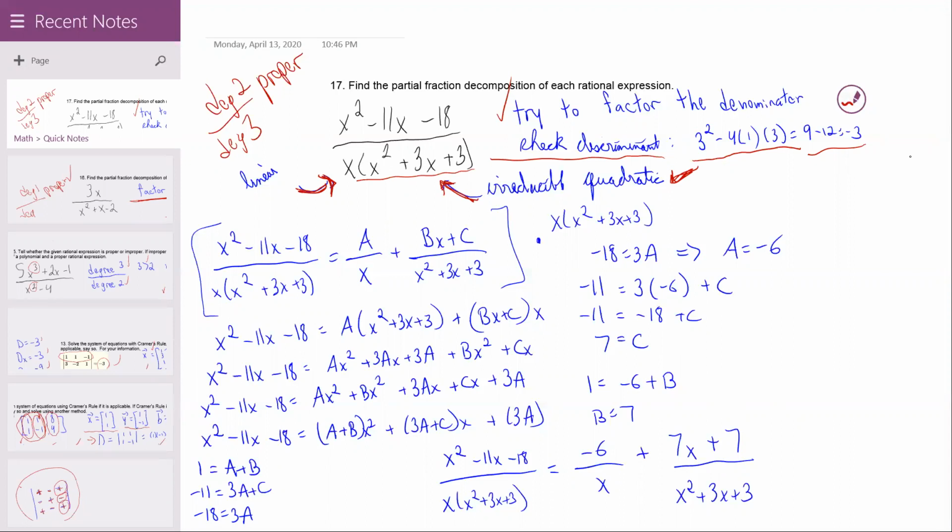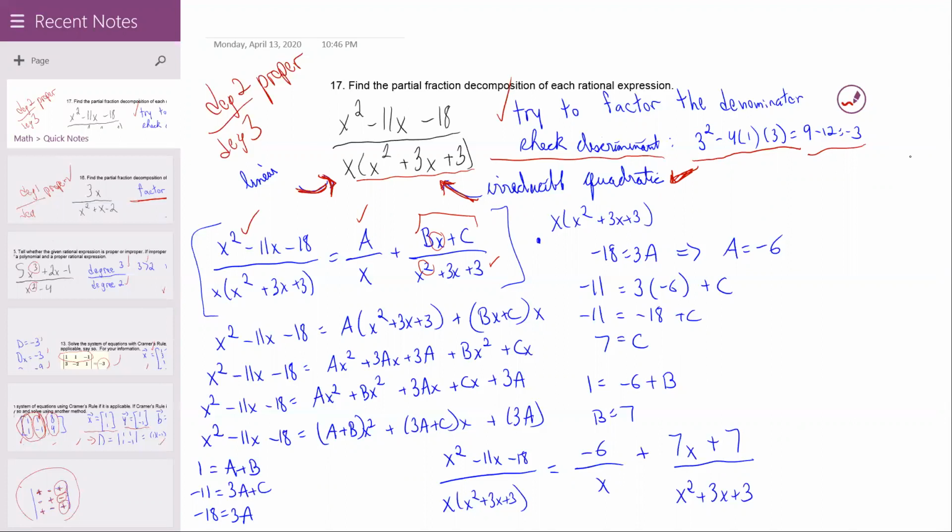So we rewrite the original problem, and then we have a over x, because that's a linear term, so the top needs to be a constant. And here we're having the irreducible quadratic on the bottom, and that means if the bottom is degree 2, then the top is at most degree 1, which is why we have bx plus c. So if it's a quadratic on the bottom, then it's going to be a line on top.